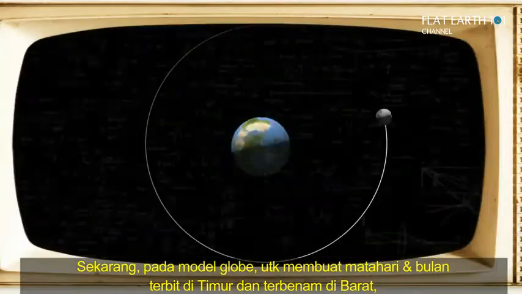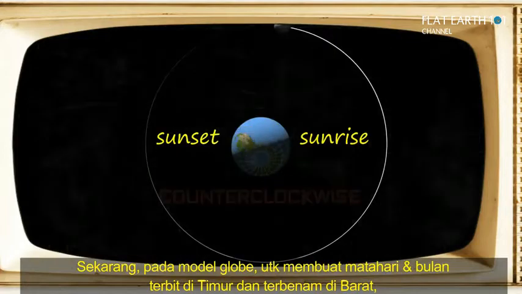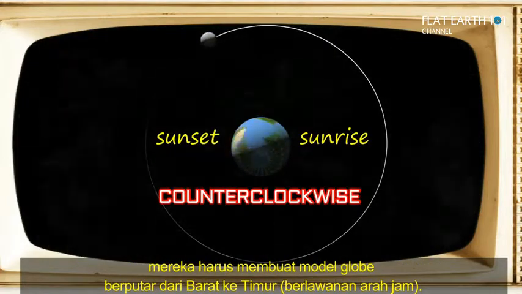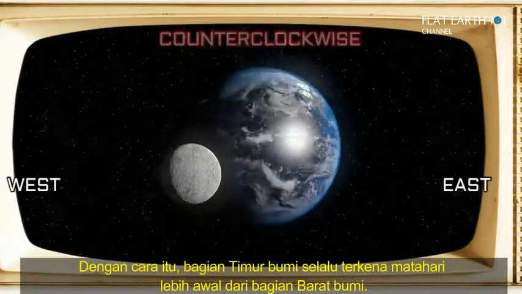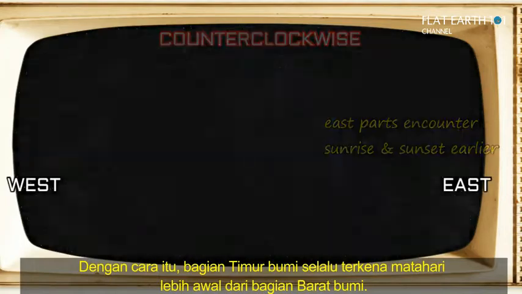Now, in the globe model, in order to make the sun and the moon rise in the east and set in the west, they have to make the globe model rotate from west to east. In this way, the east side of the earth encounters the sun earlier than the west side of the earth.